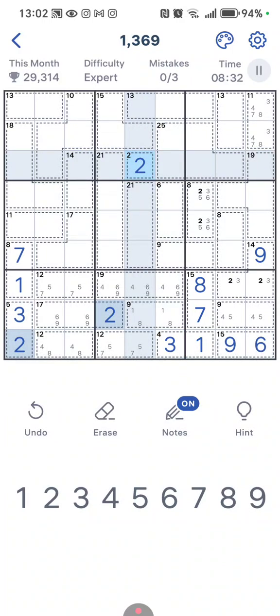Okay, here's a bit of scanning I can see. So 2 has to go along here, but 2 can't go here because 7 can't go there. So we know this is 2 and 4. So that's a 4.